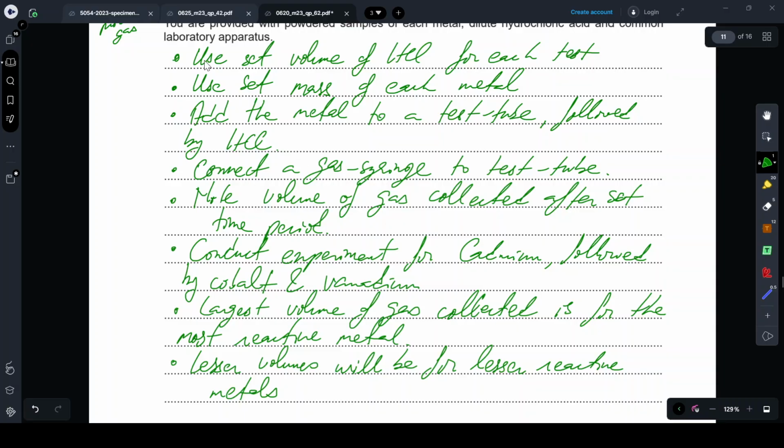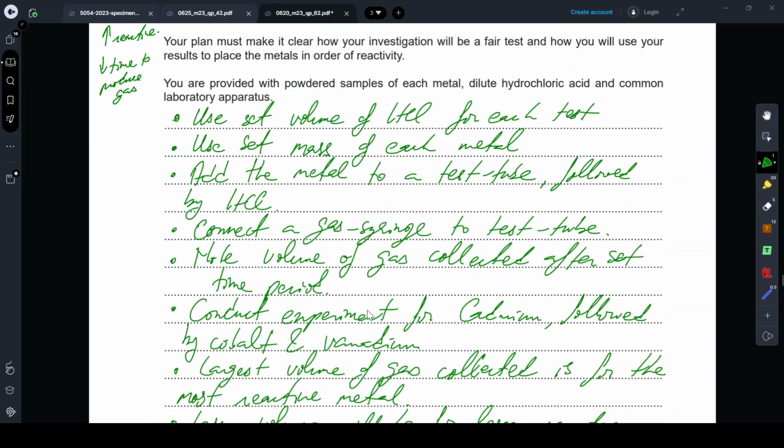So again, the volume of HCl used is constant. The mass of each metal used is constant. You add that, you connect it to a gas syringe, you collect the gas, and the time that you're collecting it for is also a constant. Then you repeat the experiments for all three of them. The one that has the most gas collected within, for example, 2 or 3 minutes, however long you're waiting, is the most reactive metal. Now, there are other ways you can do this experiment.